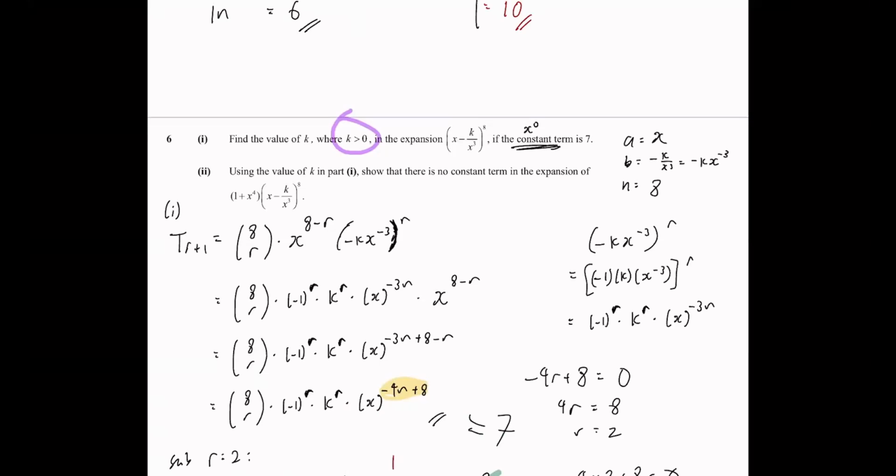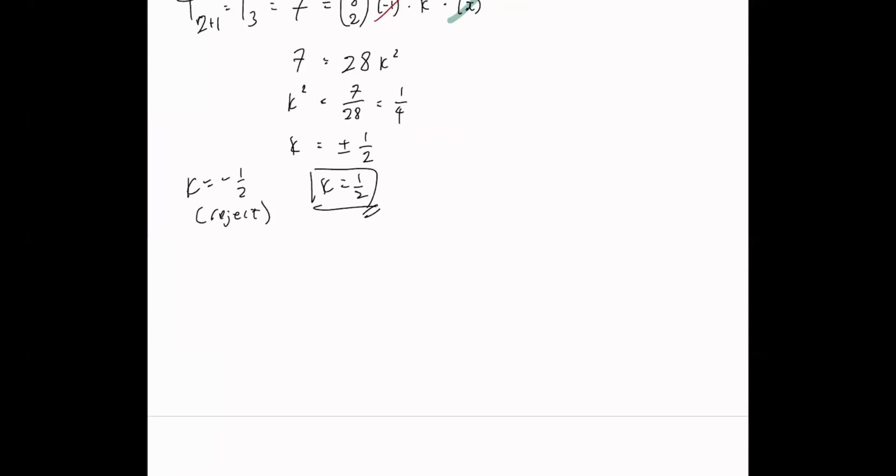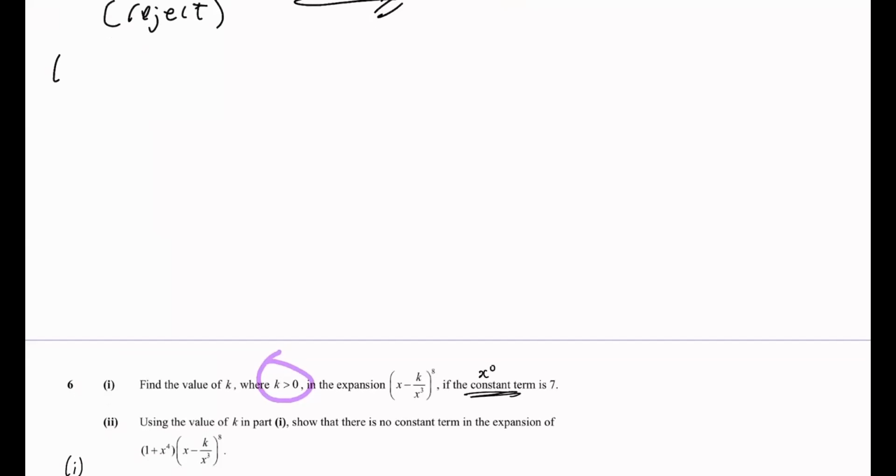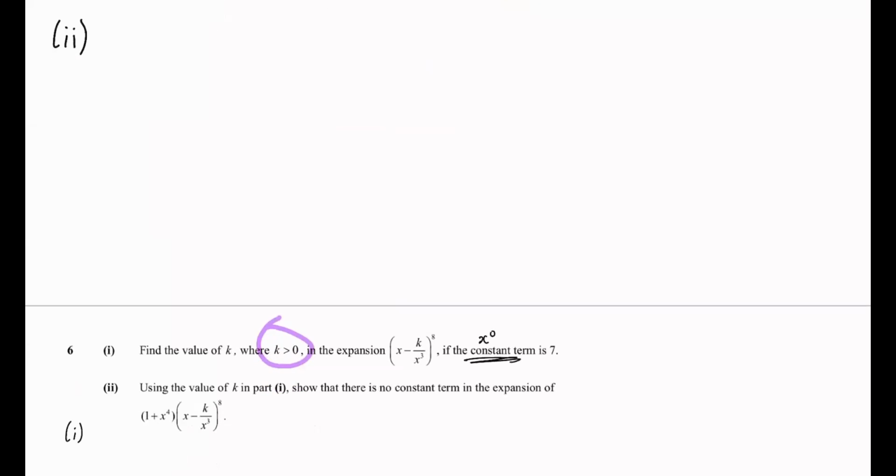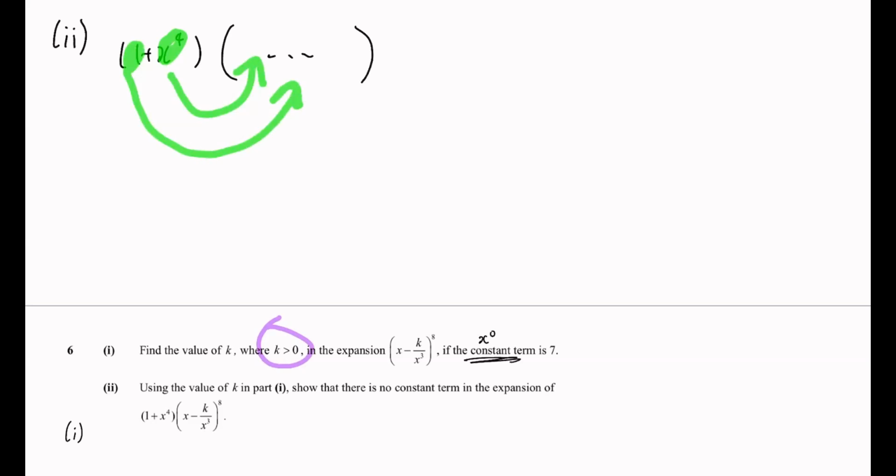Part 2, using the value of k in part 1, show that there is no constant term in the expansion of whatever. Okay, this one is very simple. You just need to know how you get all the different power terms in this question. Whenever you have something multiplied by another thing, you take the first term multiplied by the things inside, then take the second one multiplied by the things inside. Then x power 4 means that whenever you multiply by any term inside, you get a certain power.